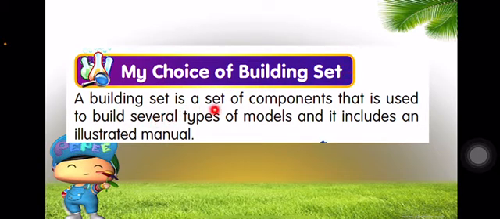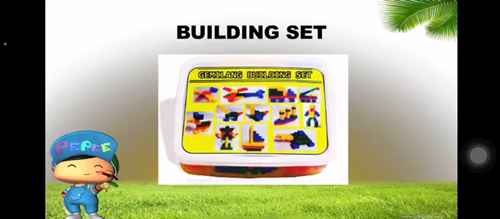A building set is a set of components that is used to build several types of models, and it includes an illustrated manual. So here I have a lot of words that are new for you, that is component, models and illustrated manual. Let's go to see what the meaning of all the words is. Okay, this one is building set. Look at here, Gemilang building set. So all together here we call building set.